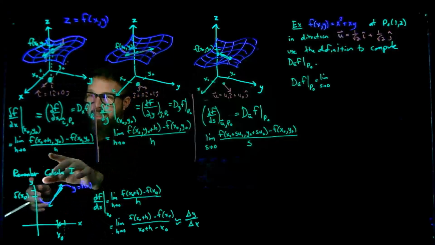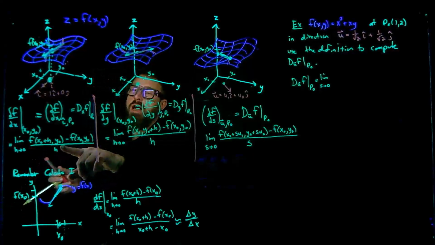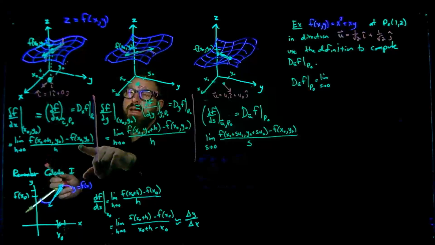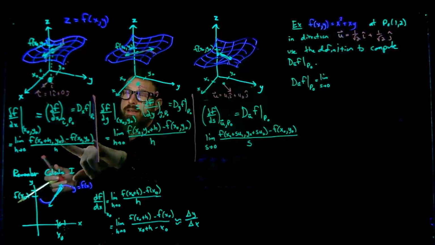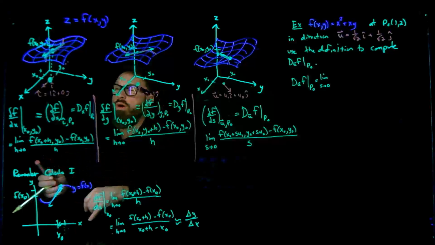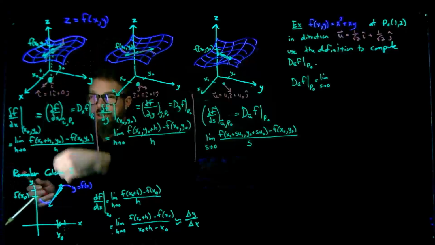Okay, so now what we can see is it's going to be the limit as h goes to 0 of f of x naught plus h comma y naught minus f of x naught comma y naught over h. And I can see only the x's are changing and y is holding constant, which is why we call this the partial derivative with respect to x. It makes it go in the x direction.